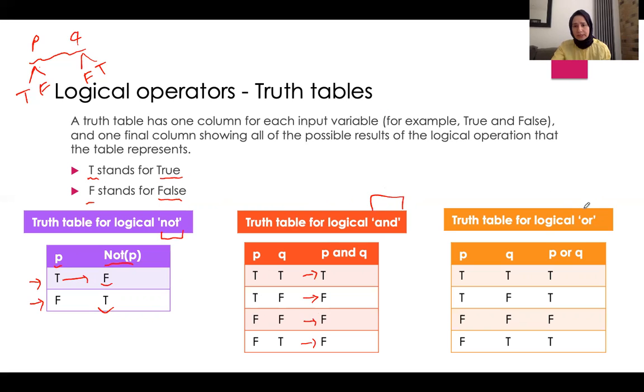And we have the truth table for logical OR. True or true is true. True or false is true. False or false is false. False or true is true. So this is how the logical OR is used.